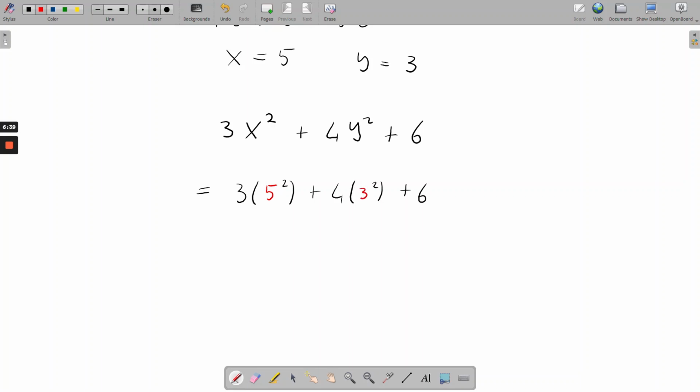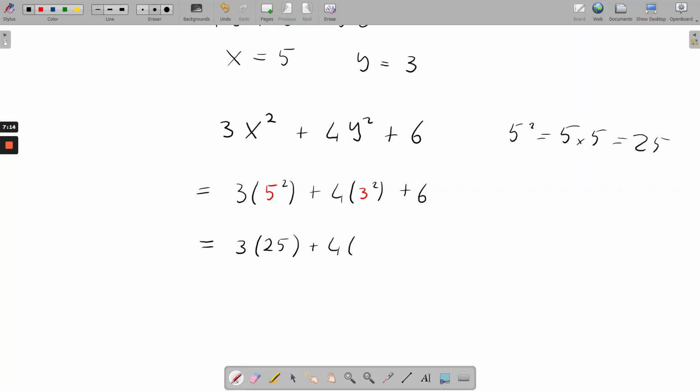So the first thing we're going to do again with this is we're going to do our brackets first. We have to do our indices before we do any multiplication. So you're going to go equals 3 times 5 squared. Just remember 5 squared is equal to, and do this at the side, 5 by 5, which is equal to 25. So I'll just put that in there. It's 25.